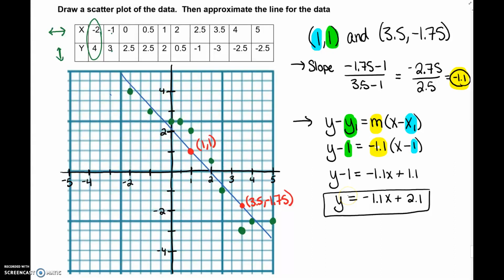And if you check, you should have negative slope because our line looks like it has negative slope. And it looks like mine crosses the y-axis at about 2.1, so that y-intercept does make sense. Now, this is the approximation of the line of best fit. The true line of best fit, we would have to use a calculator program to really find the best fit, but this is the process that you would follow.